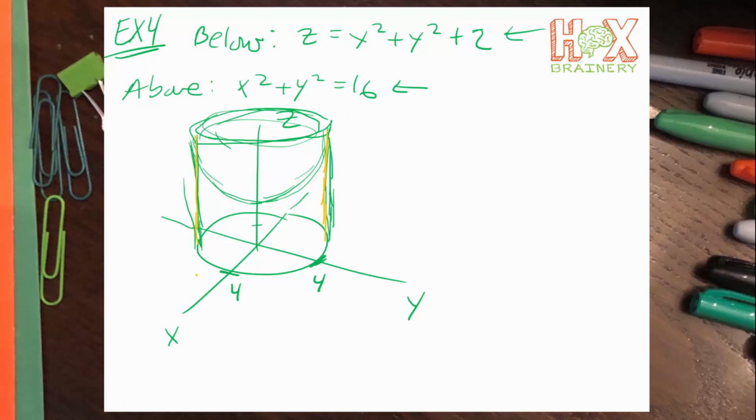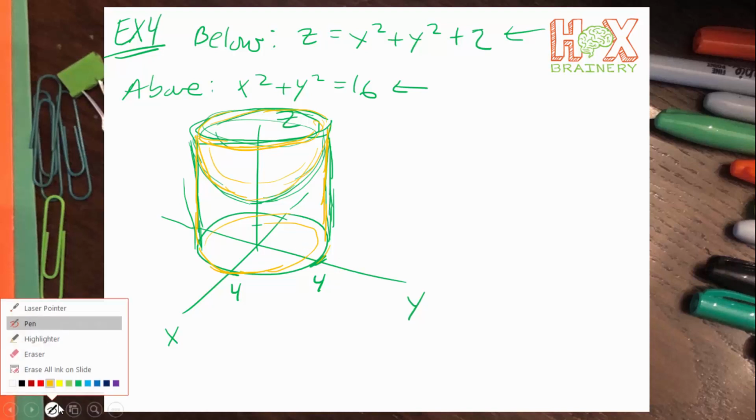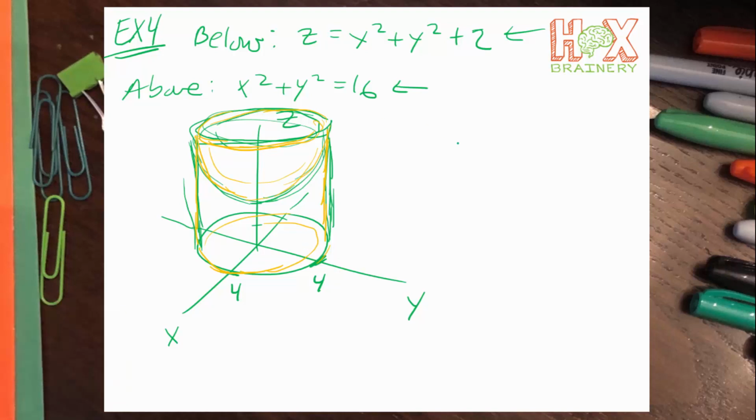So basically, it looks like a cylinder, right? But it's got like this dip in it from that paraboloid shape. Right, something like that. So this part has been like scooped out. All right, so we need to find the volume of that thing. And I'm going to also go ahead and draw the region. So that's the solid, right, what we're trying to find the volume of.